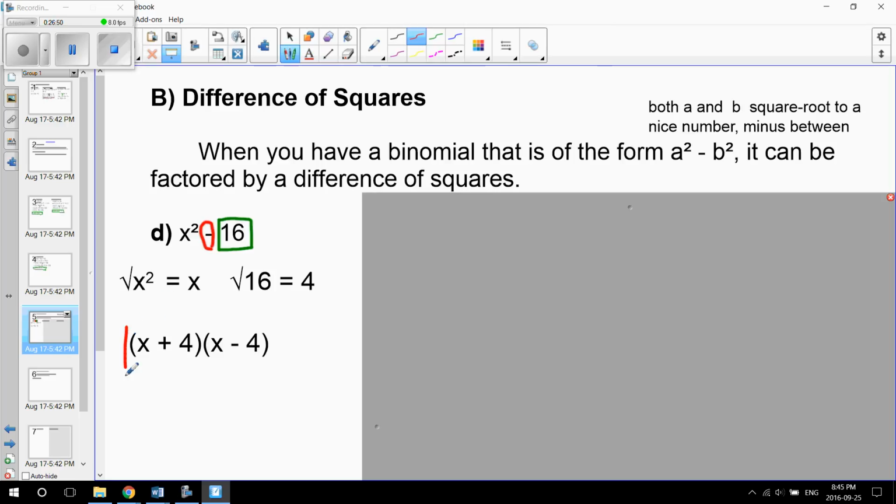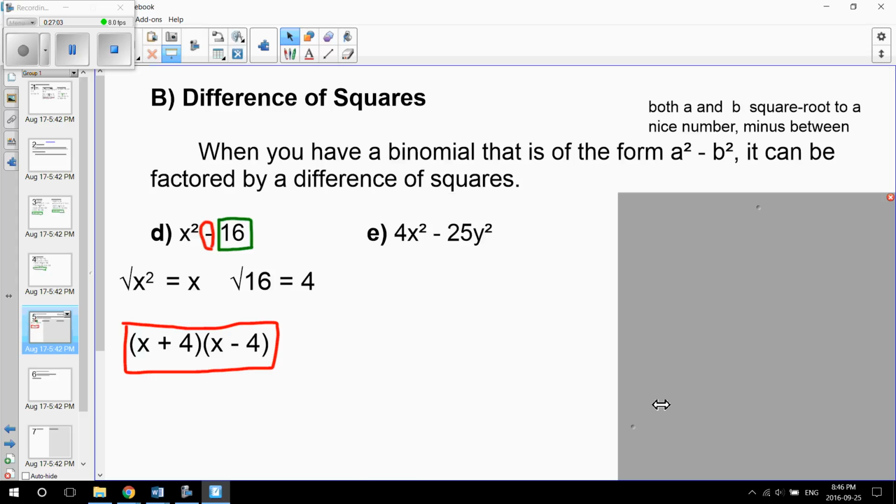So that our final answer is x plus 4 and x minus 4. And that gives us a difference of squares case. Let's take a look at our next example here. We have 4x squared minus 25y squared.